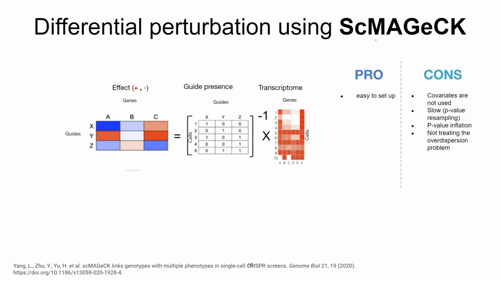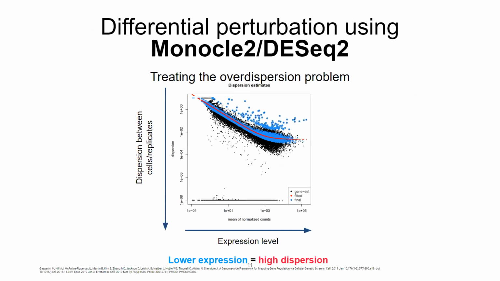You have SC-Magic, a tool that uses a linear transformation. It's a nice tool, it's easy to use, but it can be slow, and it doesn't take advantage of the covariates. And you have this effect that we call p-value inflation. They're not treating the over-dispersion that we know is a problem in biological data, especially transcriptome data.